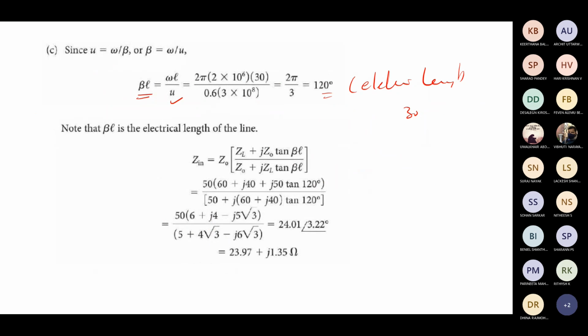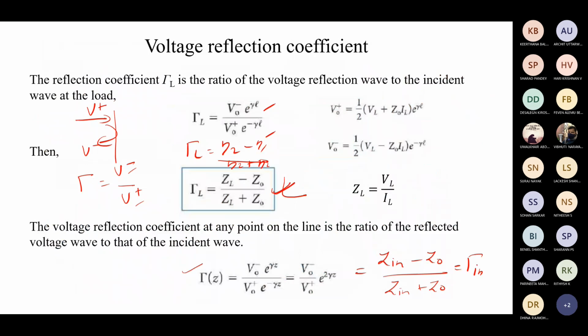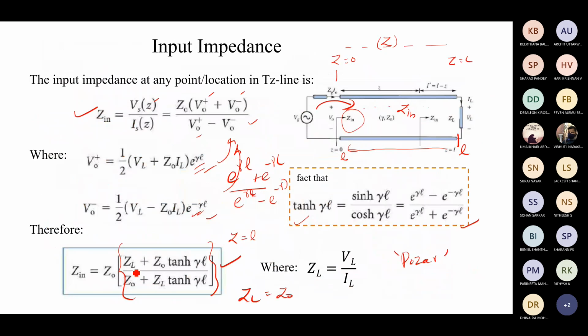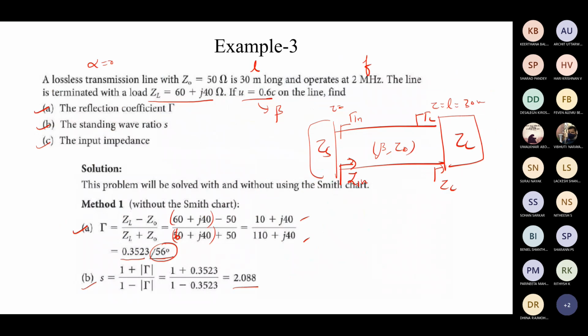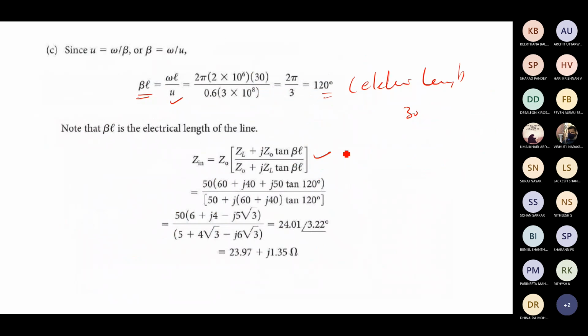Now we can calculate the input impedance. So what is the input impedance formula? The input impedance formula is Z_in = Z0 (ZL + Z0 tanh γL) / (Z0 + ZL tanh γL), where γ is nothing but α + jβ. When you put α equal to 0, this entire term will change. So this is the new expression for the α equal to 0 case.